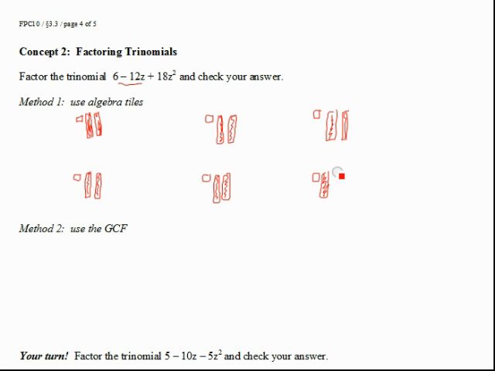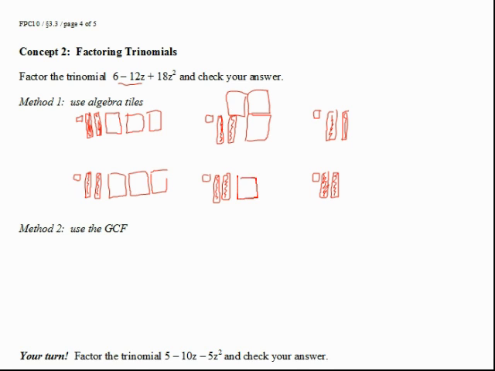Okay, and then I have 18 z squareds, which is going to be, oh, I'm going to be able to put 3 in each pile. So there's 1, 2, 3. 1, 2, 3. 1, 2, 3. 1, 2, 3.